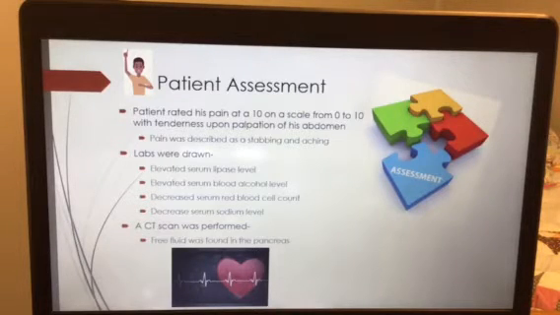So we drew his labs that we just talked about. We drew some blood, and that showed some elevated serum lipase levels, elevated serum blood alcohol level, decreased serum red blood cell count, and decreased serum sodium level. He also had a CT scan, which showed free fluid that was found in the pancreas.